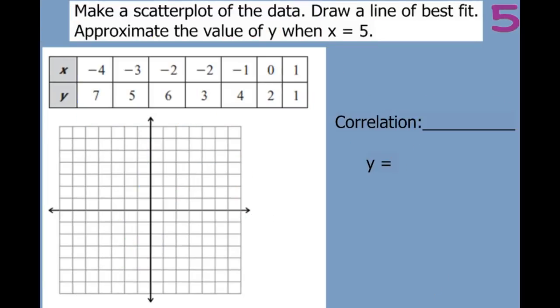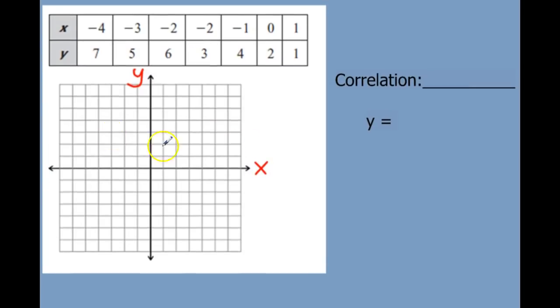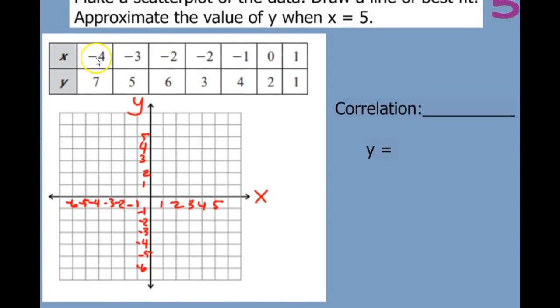Alright, let's try one more just like this. If it helps, label x and y, and then I'm going to number my graph. And the negatives. And plot our points. So first, x is negative 4 and y is 7. So negative 4 to the left, and then positive 7 is up way at the top.